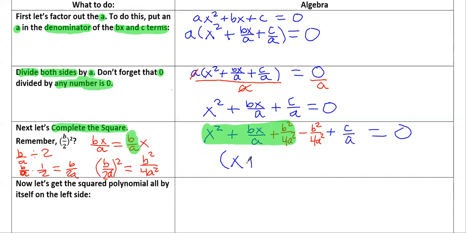That's x plus, and I don't know if you guys remember this, but the second thing that gets squared is the b divided by 2 term. Now the b divided by 2 term was the b over 2a. Remember, we took b and divided it by 2, and we got b over 2a. So that's b over 2a, squared. And then we still have the minus b squared over 4a squared, plus c over a equals 0.